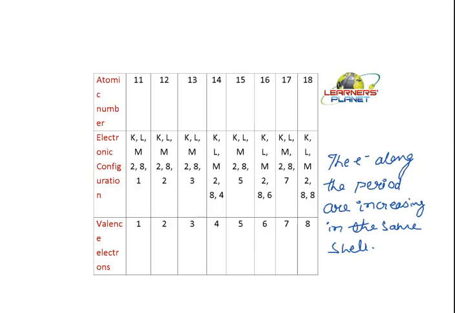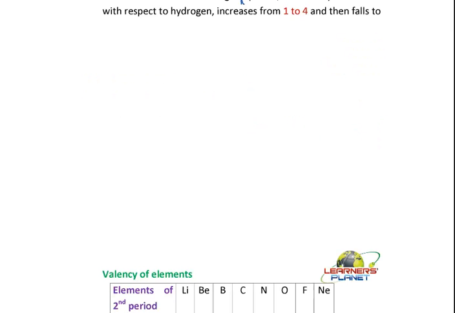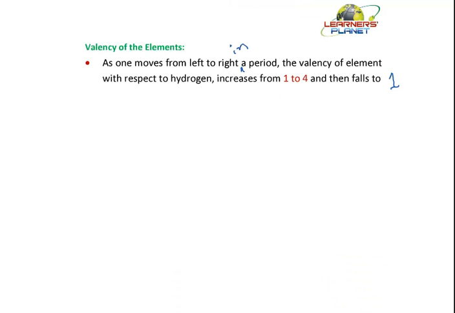Now let's take up what is valency. Valency of the elements as one moves from left to right in a period: the valency of an element with respect to hydrogen increases from 1 to 4 and then falls to 1, and then again it falls to 1. Let's see how it increases.